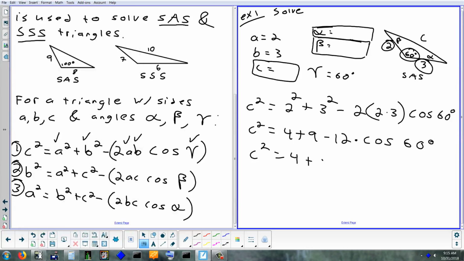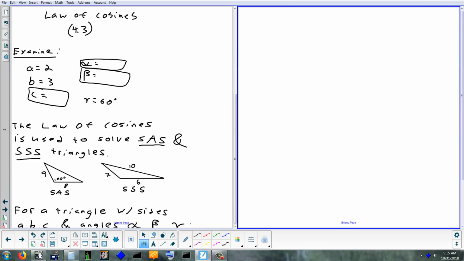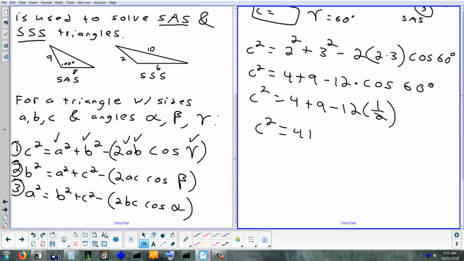So it's 4 plus 9 minus 12 times a half. All right, so c squared equals 4 plus 9. What's 12 times a half? Yep, so we got our minus right there and a 6. And again, I'm really writing out every single step. There's some steps you could skip. But 4 plus 9 gives me 13 minus 6, 7. And now my last step, how do I get rid of the exponent of 2? So we take the square root.